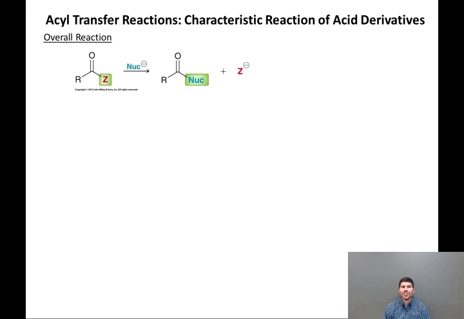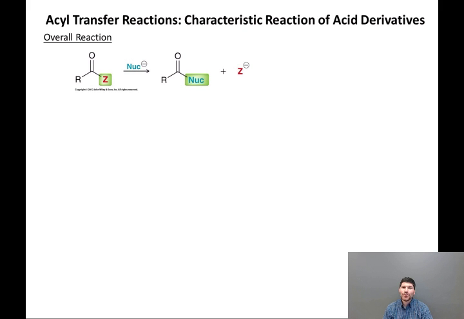In this video, we take a broad look at the most characteristic reaction of carboxylic acid derivatives, which we call the acyl transfer reaction. Okay, so the overall reaction is depicted on the screen, and that's where we have a carboxylic acid derivative. As you saw in the last video, carboxylic acid derivatives have some group, I'm going to call it Z here, that's attached to the carbonyl carbon, where Z is an electronegative element.